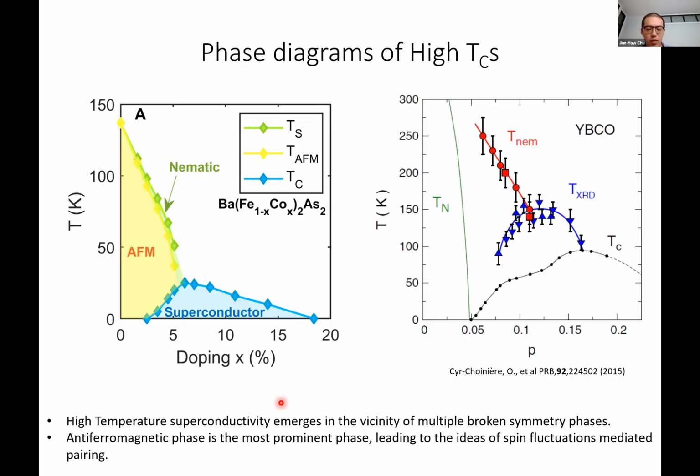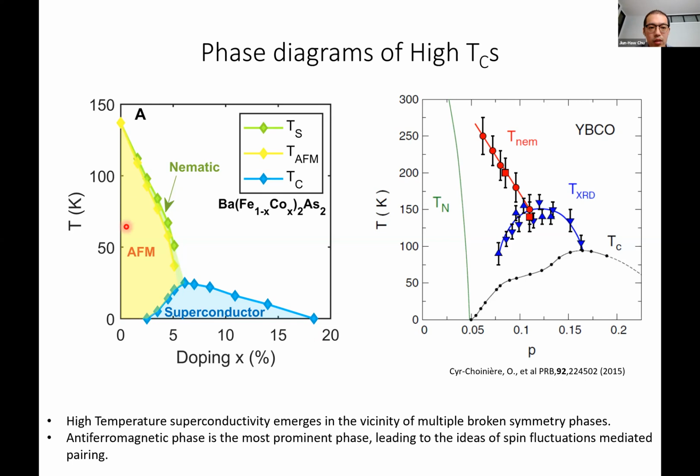So let me begin with the phase diagram of the two kinds of high-Tc superconductors we have so far. On the left is the phase diagram of the iron pnictide, the prototypical iron-based superconductor, cobalt-doped barium iron arsenide 2. And the right-hand side one is YBCO, the cuprate. At first glance, this temperature versus doping phase diagram looks rather similar for these two high-temperature superconductors.